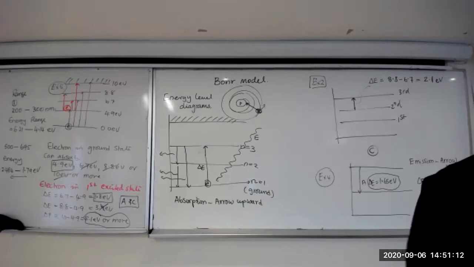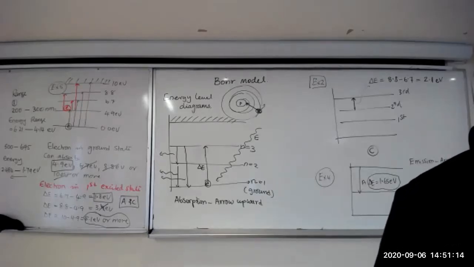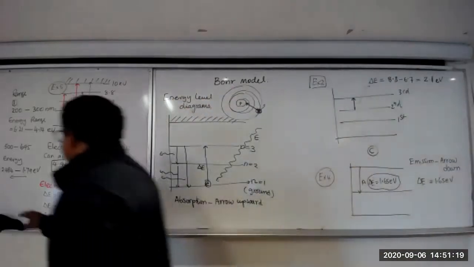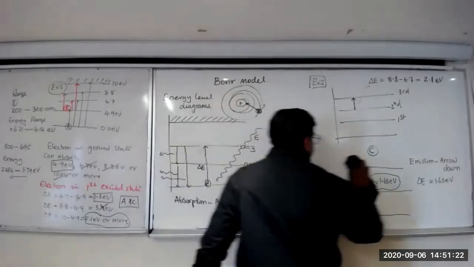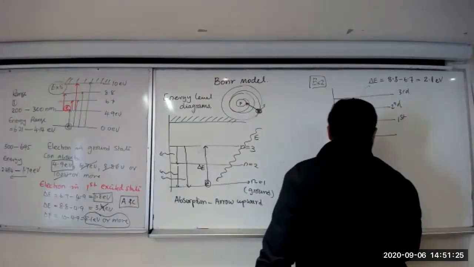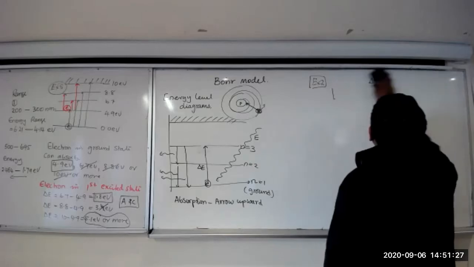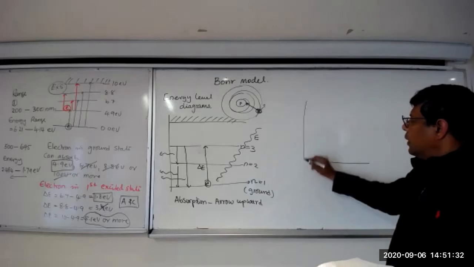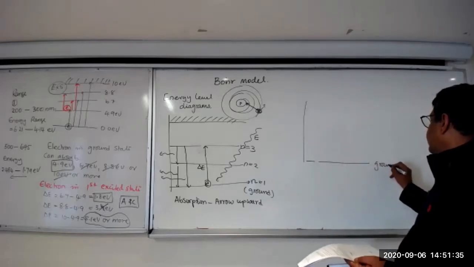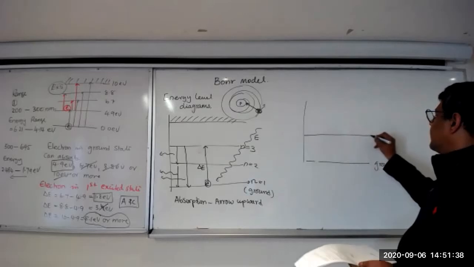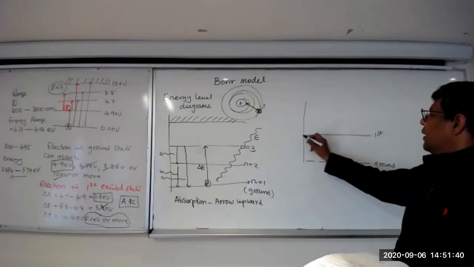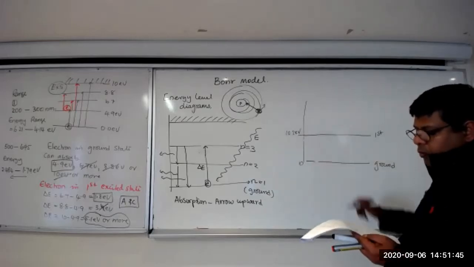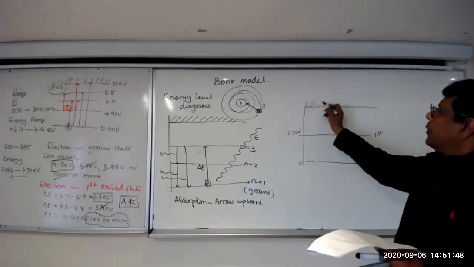So question 6, think about question 6: the energy to raise the hydrogen atom to the first excited state. That's the ground. From ground to the first excited state, they say the difference is 10.2. And to ionize it, you need 13.6.